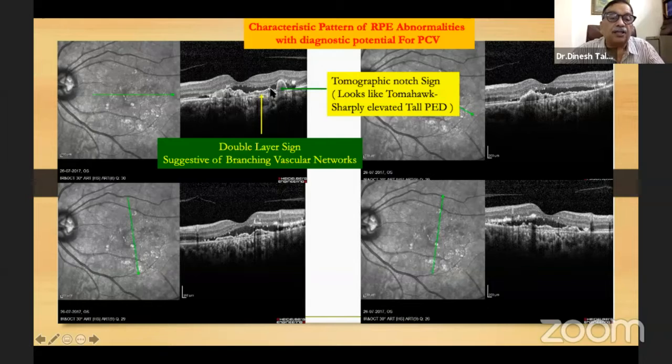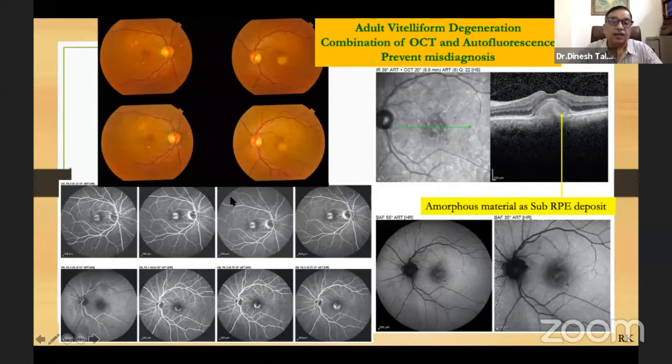And if you look carefully at this shallow adjacent PED, you see there's another layer within it, which is called the double layer sign. This is suggestive of a branching vascular network within that lesion. And so this picture is characteristic of a PCV, a polypoidal choroidal vasculopathy.